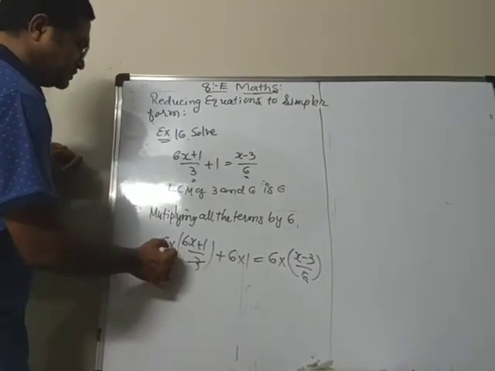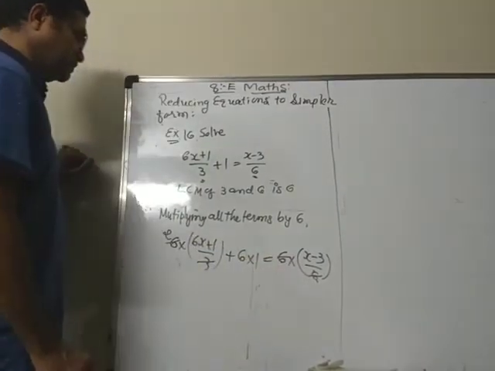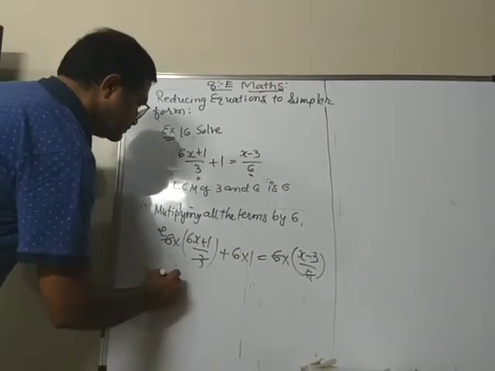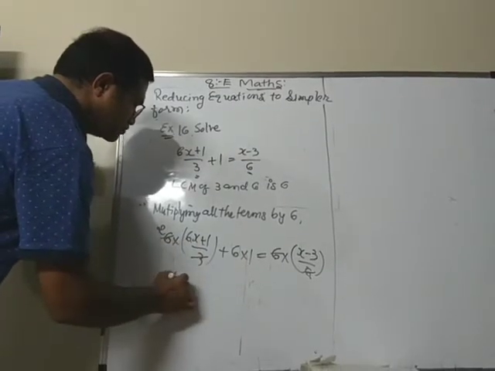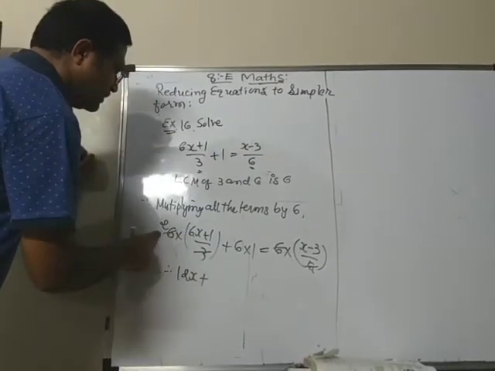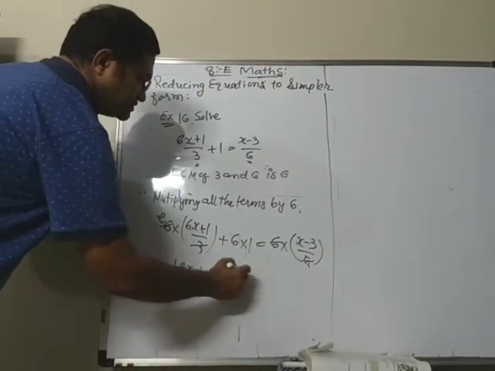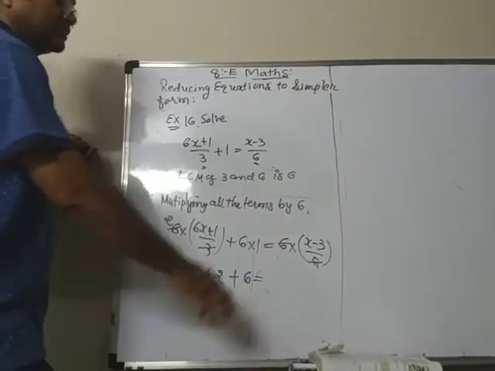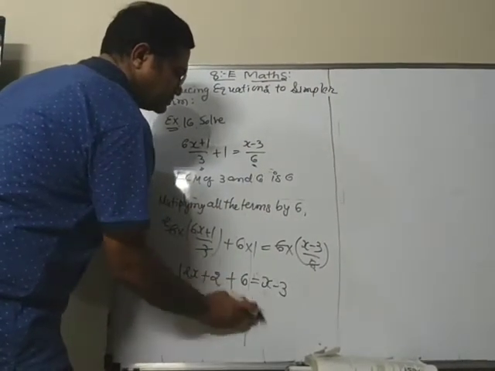Now cancellation, 3 2s are 6, 6 cancel. Therefore, here 2 multiplied by 6x will be 12x plus 2 multiplied by 1 is 2, plus 6 1s are 6, is equal to, 6 is cancelled, so we get x minus 3.